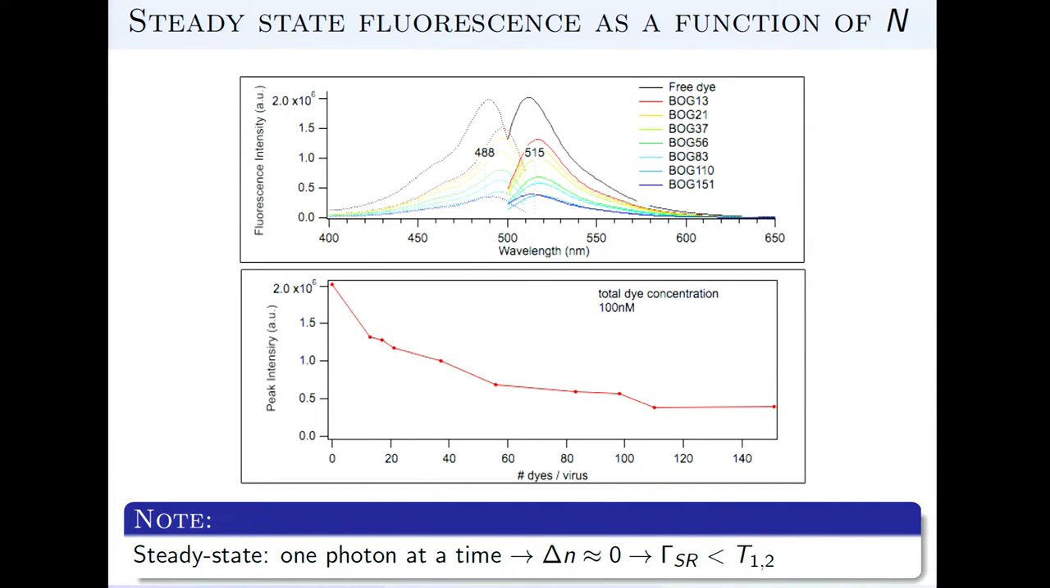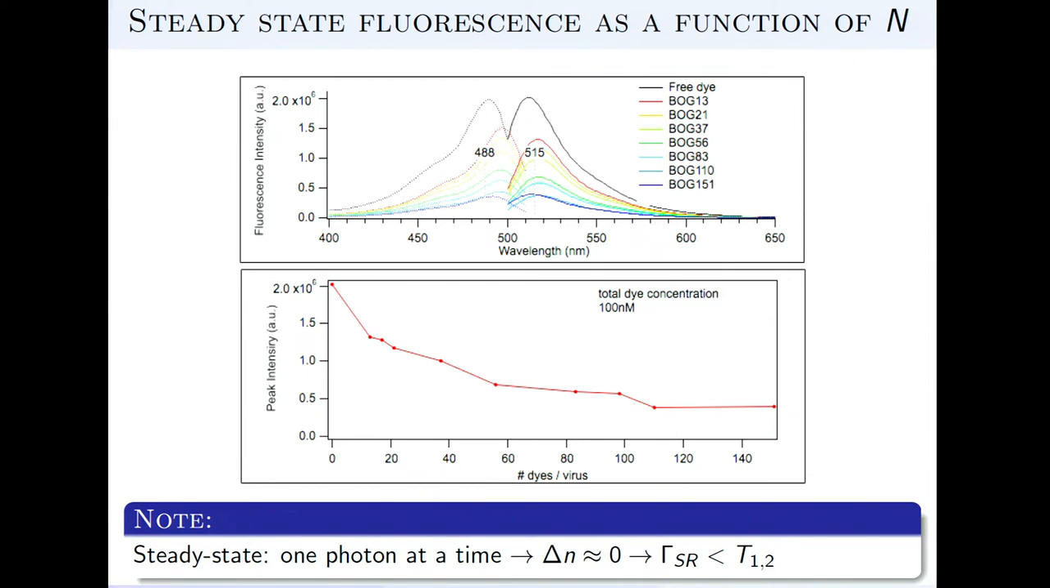This is the steady state fluorescence as a function of the number of chromophores that we put on. We tune the number of chromophores statistically. Okay, so it's a statistical approach. We just use kinetics. We start with a free dye here. This is the excitation spectrum. This is the emission spectrum, free dye.